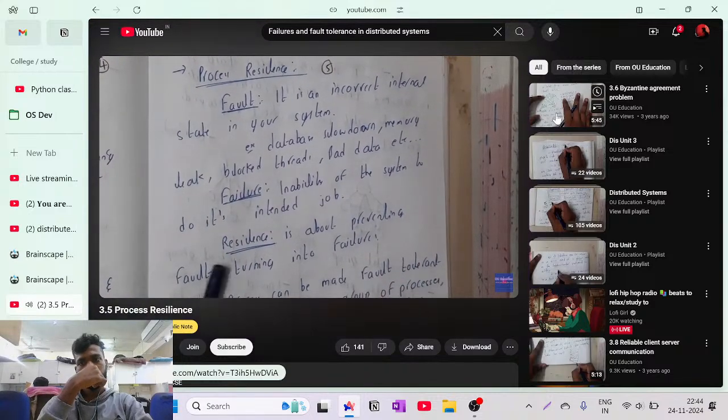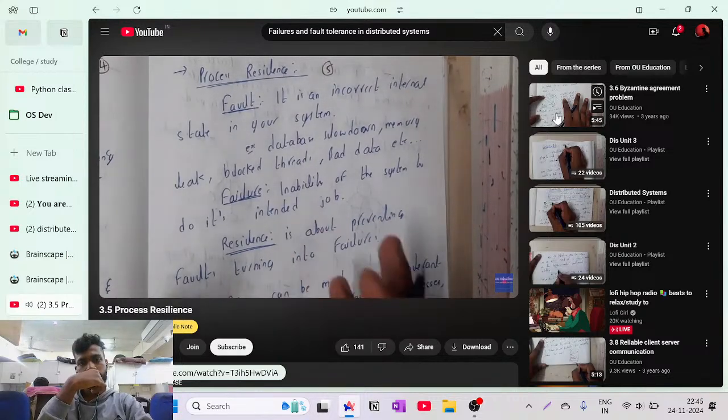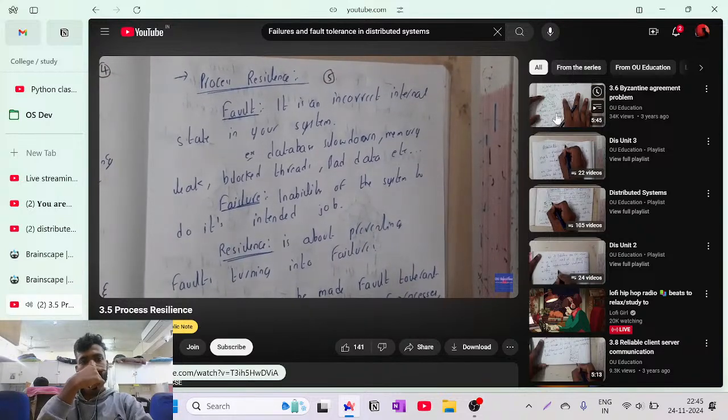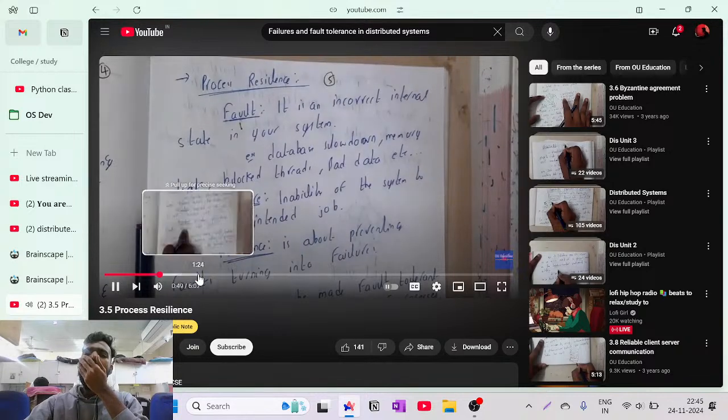Before going into resilience and all those things, first let us go through some basic definitions, guys, because resilience is completely dependent on fault and so on.